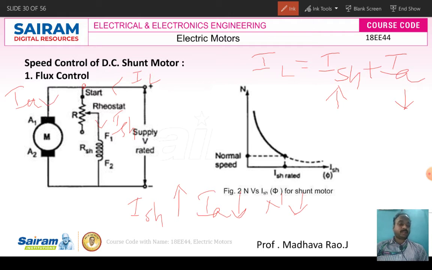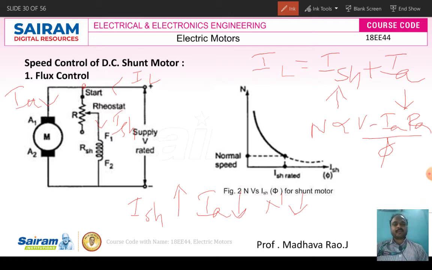Already we have seen the back EMF equation. Eb is proportional to phi N. Phi is constant for a DC shunt motor, so when IA increases, the speed will be decreased. Here the speed is proportional to Eb by phi, that is V minus IA RA by phi. Phi is constant, so when IA increases, the speed will be decreased. You can observe the relationship between speed and ISH in figure 2.